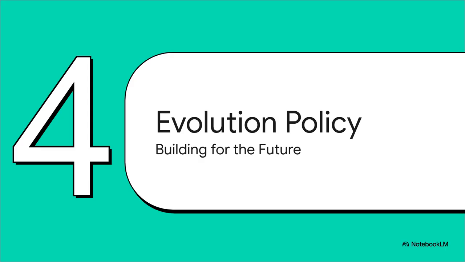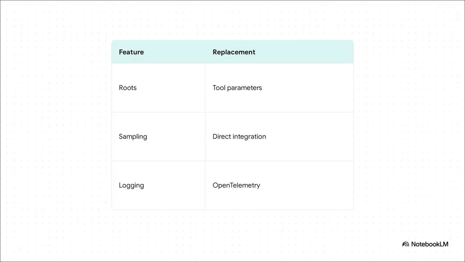And finally, Section 4, the evolution and deprecation policy, how we're building for the future. Look, with any massive upgrade, you're going to leave some things behind. But everything deprecated here has a clear, scalable replacement. Roots are out, replaced by standard tool parameters, resource URIs, or config. Sampling is now pushed to direct integrations with your LLM provider APIs. And logging is moving on up to open telemetry for structured observability. Or you can just use standard error for the basics.